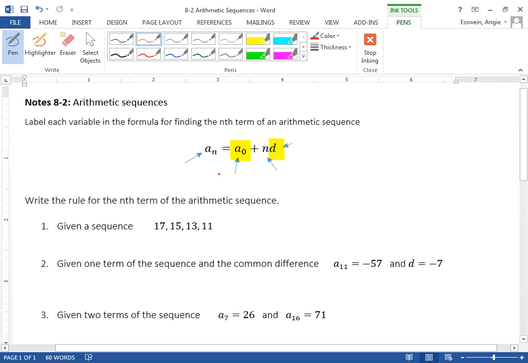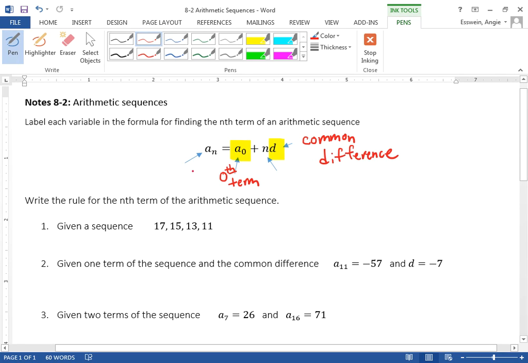This is the zeroth term, and that's why there's a zero, a sub zero. And then this D is for the common difference. It's basically what you're adding each time, but we call it the common difference because you can find it by subtracting any two consecutive terms. If you knew it was arithmetic, you could find D quickly by just subtracting two consecutive terms. So it's called the common difference.